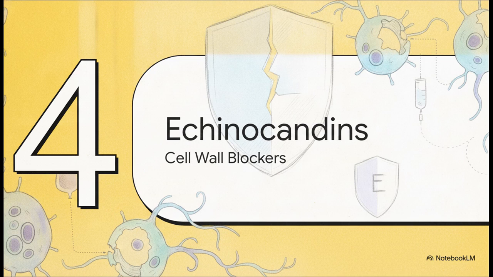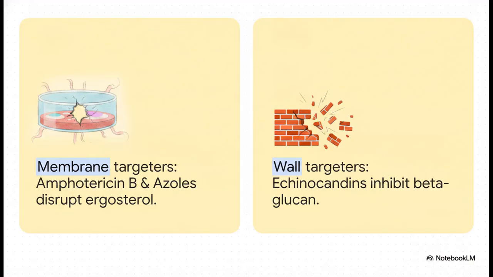Section 4. Echinocandins, cell wall blockers. Next up, we have the echinocandins. This class includes caspofungin and micafungin, and they act as highly effective IV-only alternatives for those invasive Candida and Aspergillus infections. They're especially great when a patient simply cannot tolerate the heavy artillery of amphotericin B.